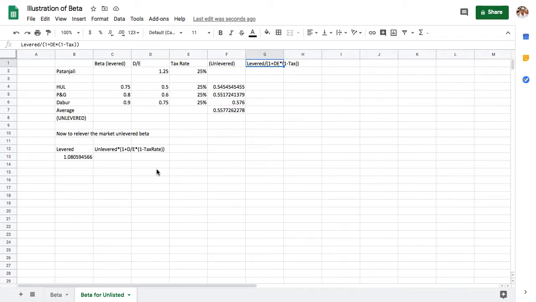As you might have guessed, levered beta is equal to unlevered beta into 1 plus debt to equity into 1 minus tax rate. So that's exactly what I've done here. This is the unlevered beta of the industry multiplied by 1 plus the debt to equity ratio of the company that we are trying to find, into 1 minus the tax rate applicable to that company. So that's how you calculate the beta for an unlisted company.